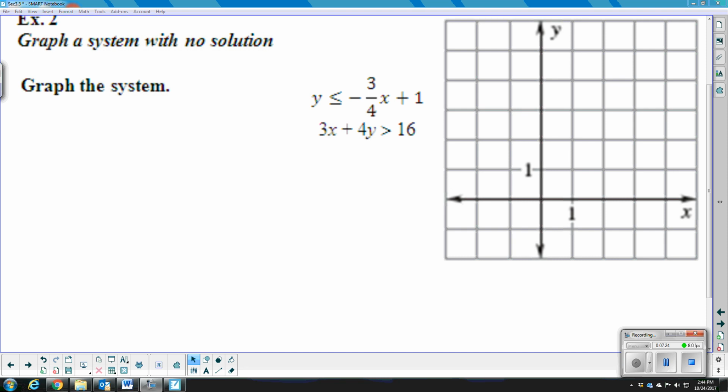All right, this next example is about a system with no solution. So you only have a solution in the system if the shaded regions intersect, if they overlap. So let's look at this next one, graph a system with no solution.